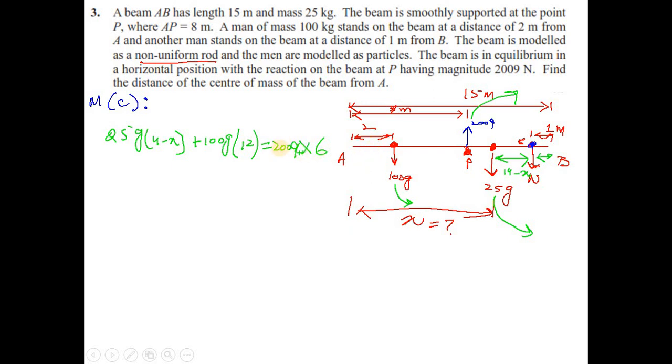And now the only unknown in this equation is x. You just multiply these values and you simplify for x. If you do that, then x will be equal to 12.8 meter, or you round it off, you can say 13 meter. So this is the distance of the center of mass from A. So x is equal to 12.8 meter.